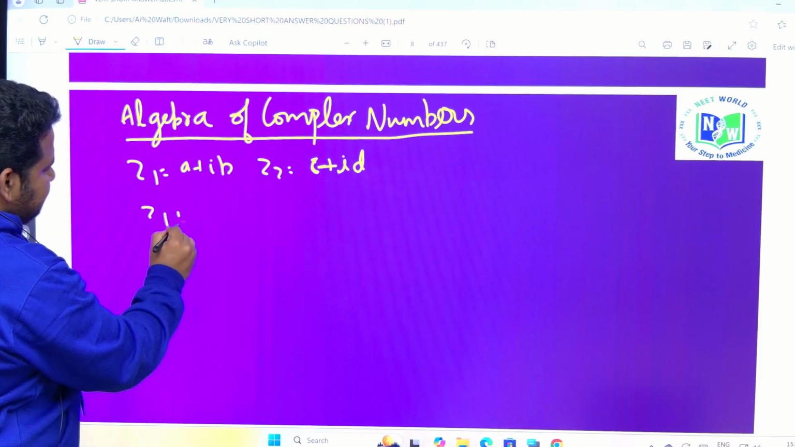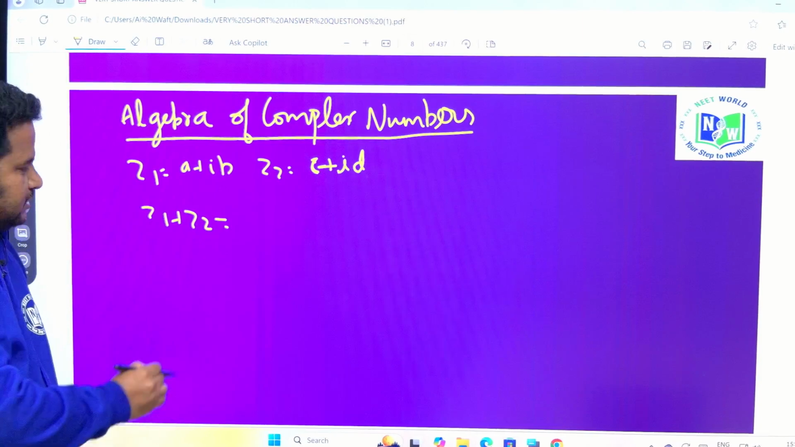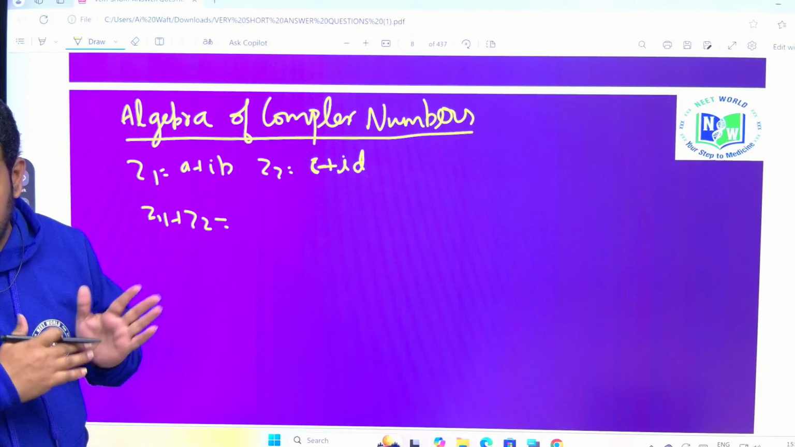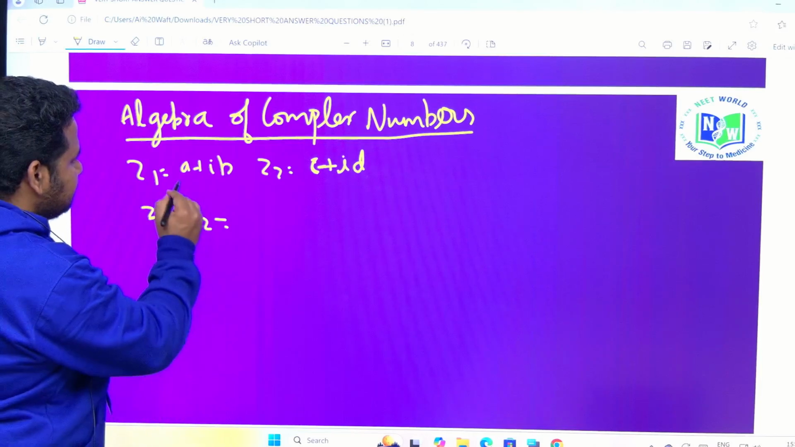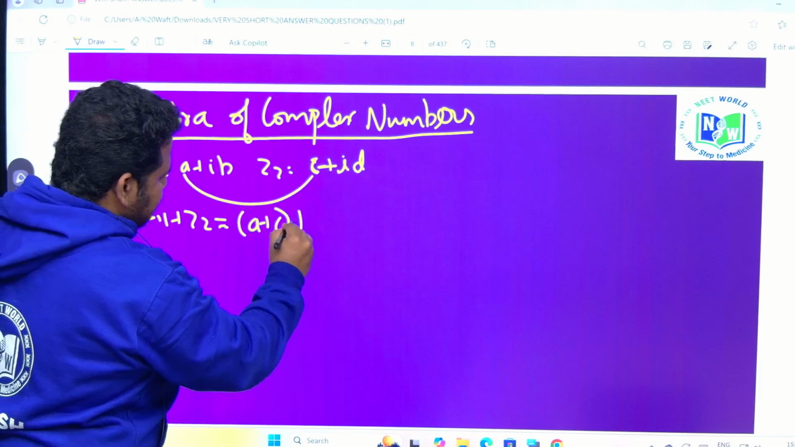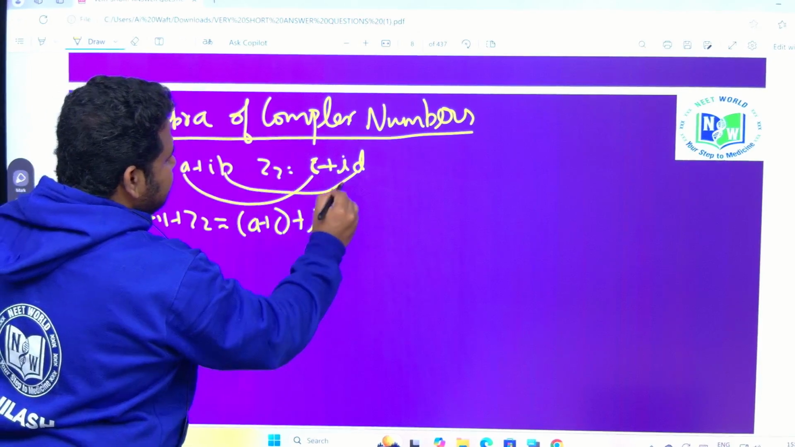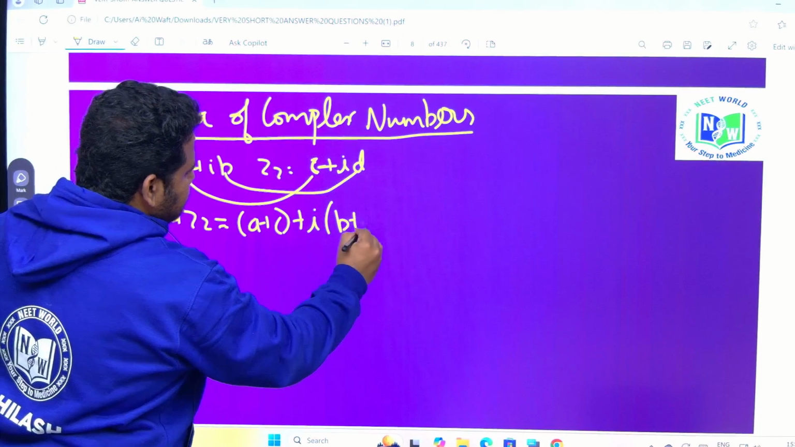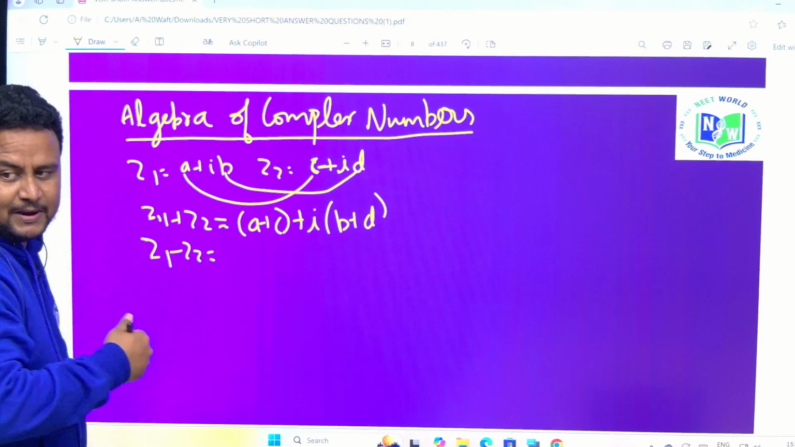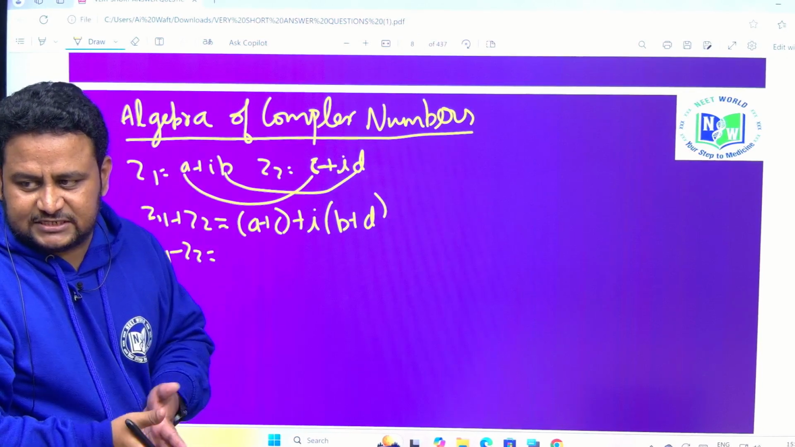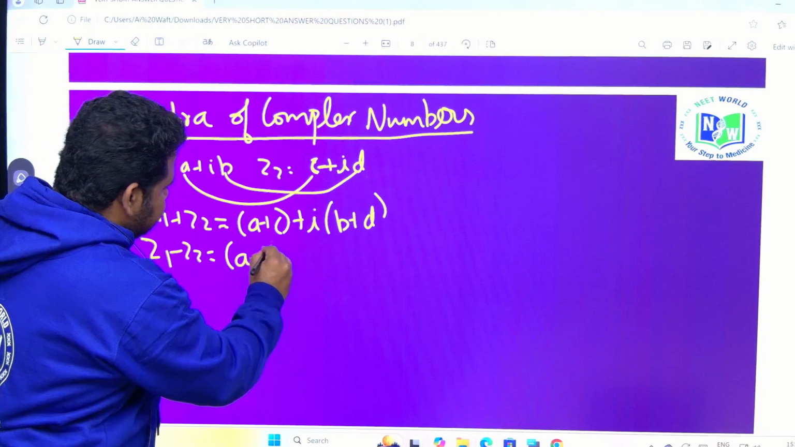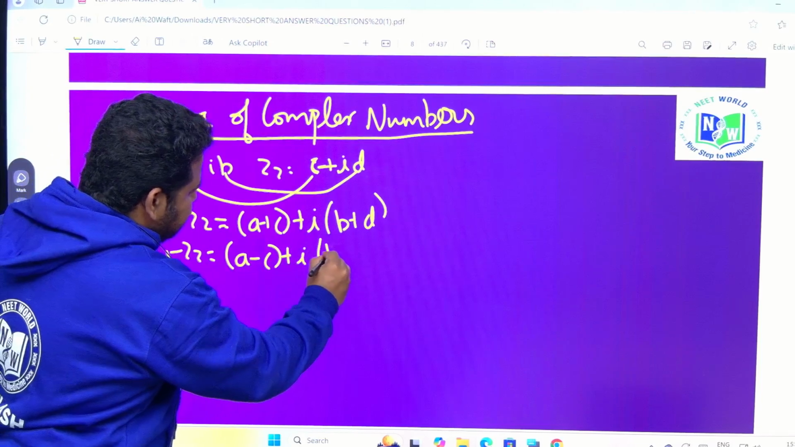So, addition, z1 plus z2, how to do it? You add real part with real part, and imaginary part with imaginary part. So that becomes (a plus c) plus i(b plus d). The same thing follows for subtraction. You subtract real part from real part and imaginary part from imaginary part. So this becomes (a minus c) plus i into (b minus d).